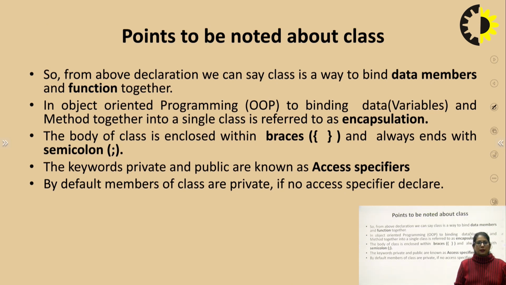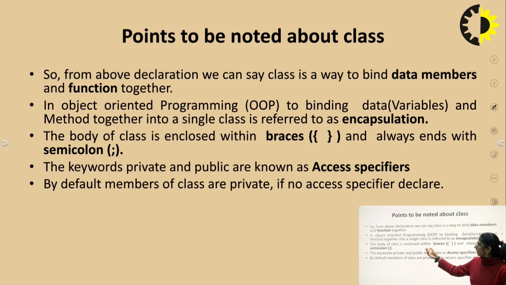Points which you need to remember about the class are as above. From the above declaration, we have seen that it is binding our data members and functions together, and in OOPS, to bind the data and the methods together in a single class is referred to as encapsulation. That's the important feature of object-oriented programming, encapsulation: binding together your data members and the methods in a single unit, that is known as a class.